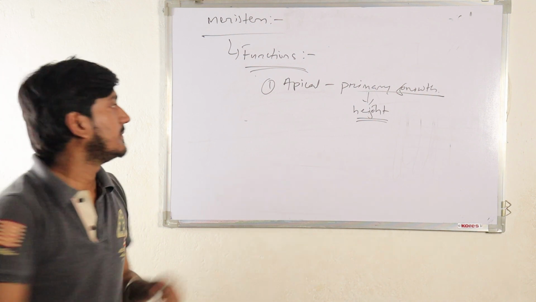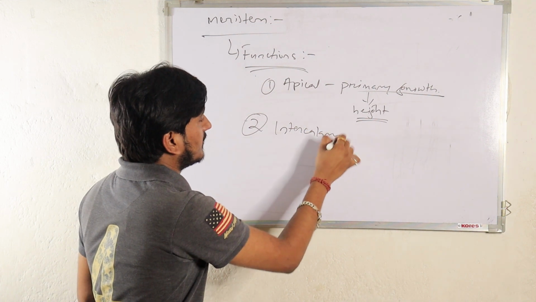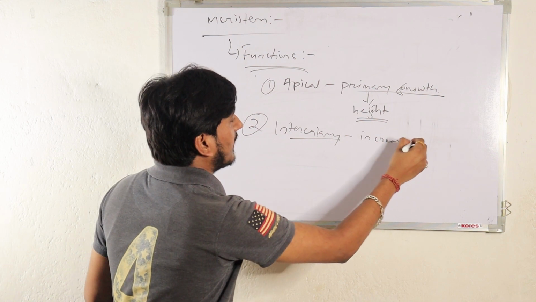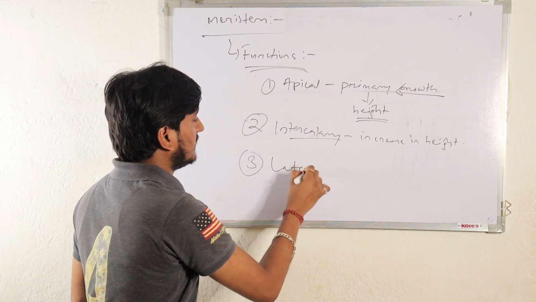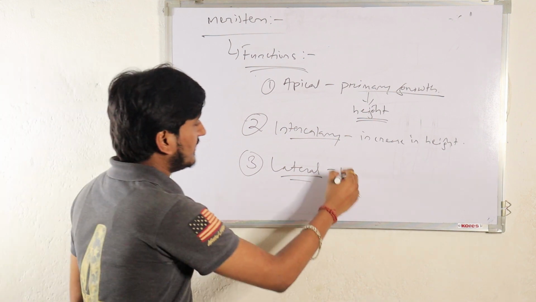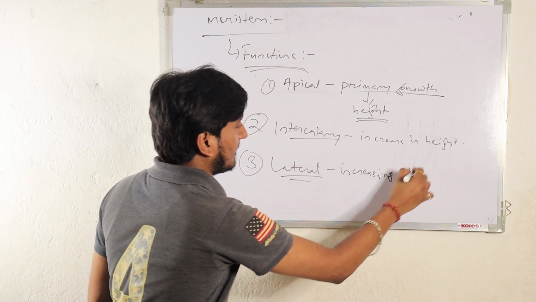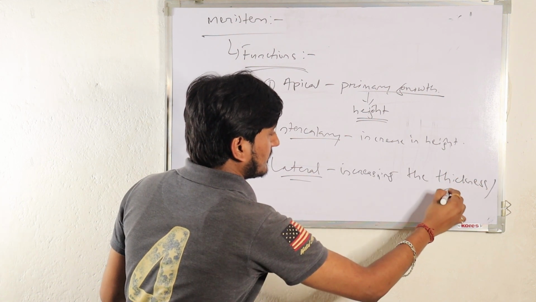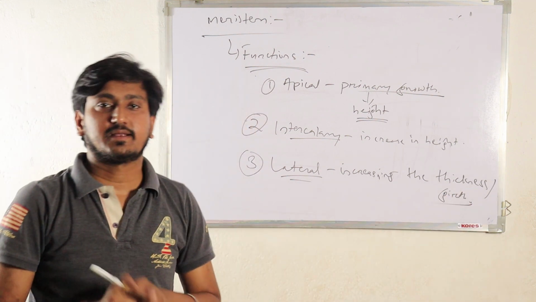The intercalary meristem, it also helps in increasing the height of the plant from the growing tips. Jahan se naye naye plant parts grow ho rahe wahan se, okay? It also helps in increasing the height. And lastly, the lateral meristem. The lateral meristem helps in increasing the thickness or the girth of the plant, okay? So these are the three different kinds of meristematic tissues, okay?